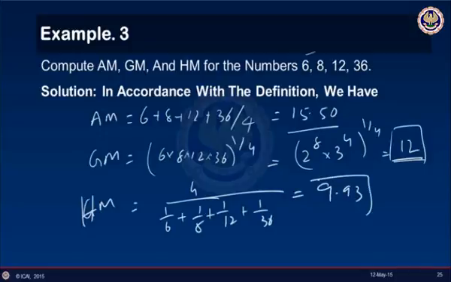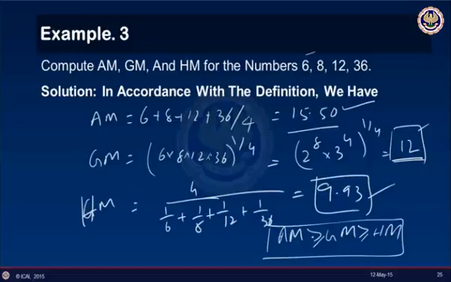Let us look at the properties of the relationship between arithmetic mean, geometric mean and harmonic mean also. See, the AM is greater than GM and GM is greater than HM. So this property, AM is greater than or equal to GM is greater than or equal to HM, is an important property from the examination point of view also.